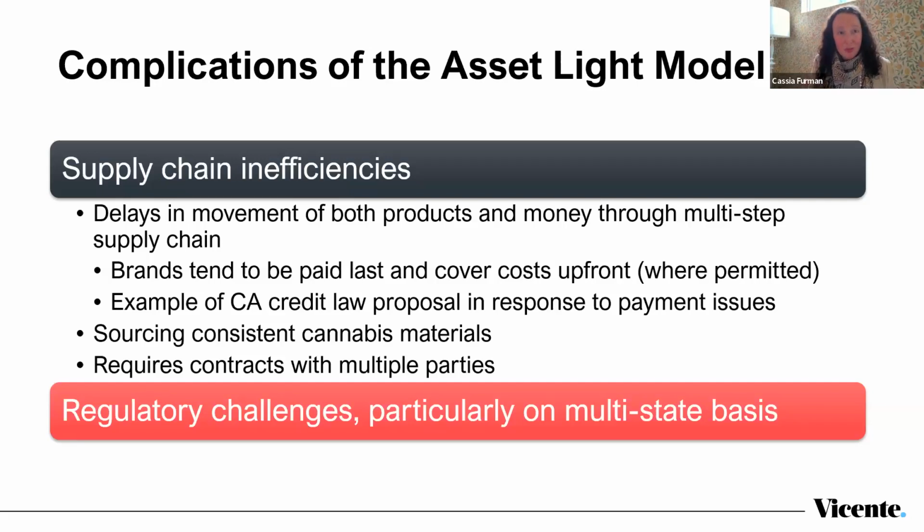Similarly, sourcing materials, particularly the cannabis materials, the raw inputs, and finding a consistent quality, particularly with packaged flower and flower products like pre-rolls, is often an issue across multiple markets. It's an issue everywhere, seemingly perennially.